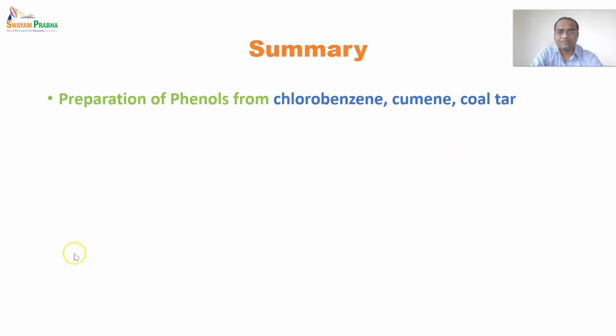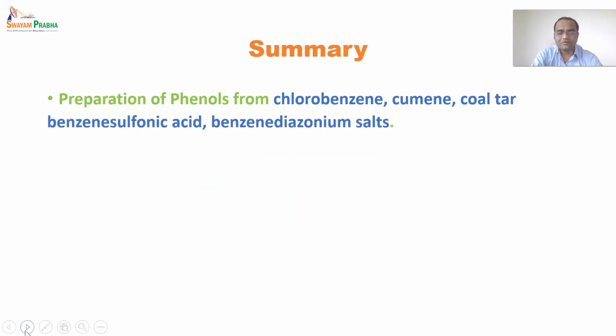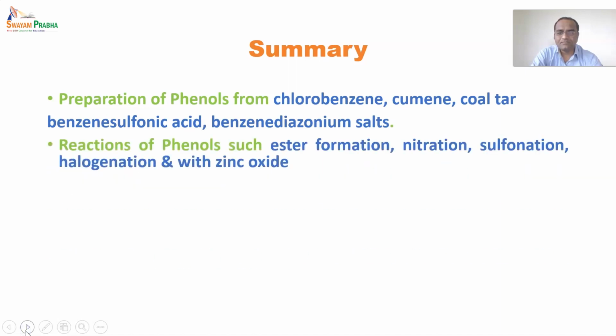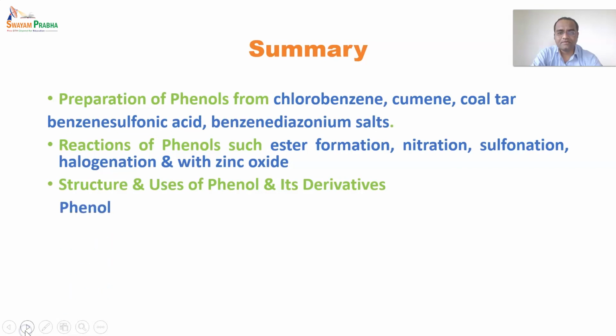After that we have seen some preparation methods of phenol. First is Dow's process from chlorobenzene, after that cumene process from isopropyl benzene, from coal tar, from benzene sulfonic acid and benzene diazonium salt. After that we have seen reactions of phenol such as ester formation, ether formation, nitration, sulfonation, and with zinc oxide. And also we have seen structure and uses of phenol and its derivatives.